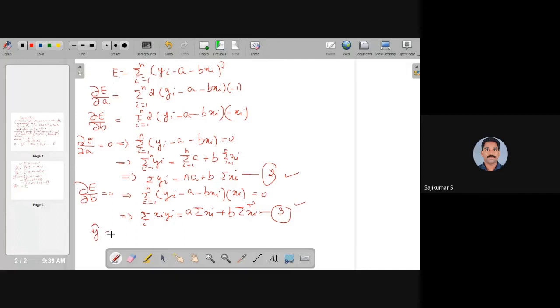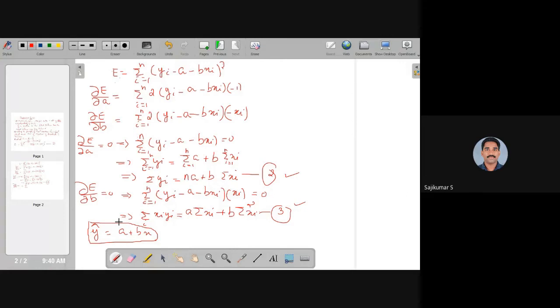We denote it by the letter y cap. Y cap is equal to a plus bx. So y cap is equal to a plus bx is the best fitted straight line. Why is this called the best fitted straight line? Because this straight line is obtained, or the parameters are obtained, by applying the minimum condition for the sum of squares of residuals. So that is the principle of least squares.